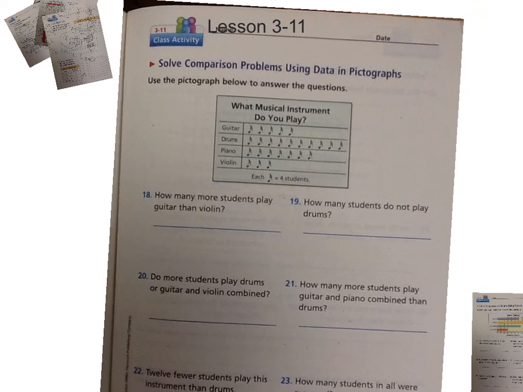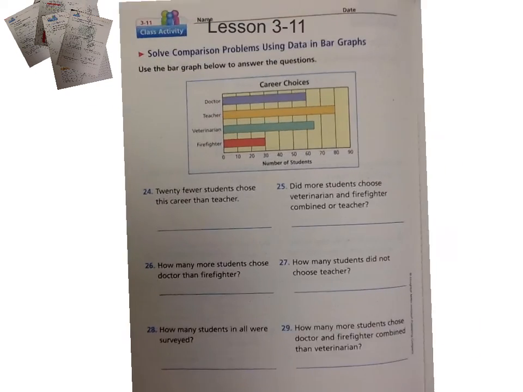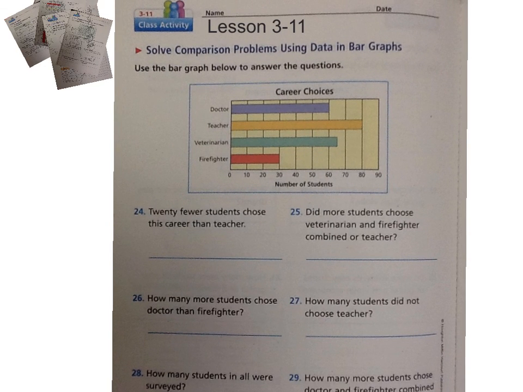Okay, here's comparison problems based on the data already given to you. So you're not making a pictograph. You're looking at the pictograph to answer the questions. Remember, if it says how many more students play one than the other, you just subtract them. And the difference is how many more. Okay, and the last page, I want to give you time to work on this stuff. It's the same thing. You use the bar graphs to solve comparison problems.